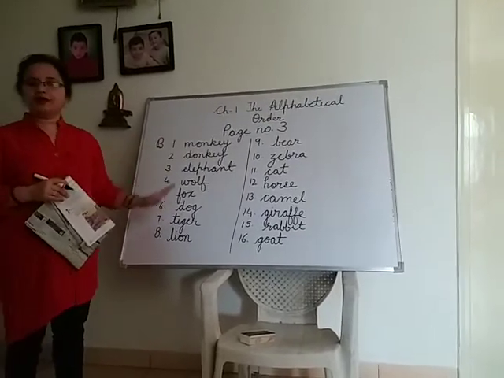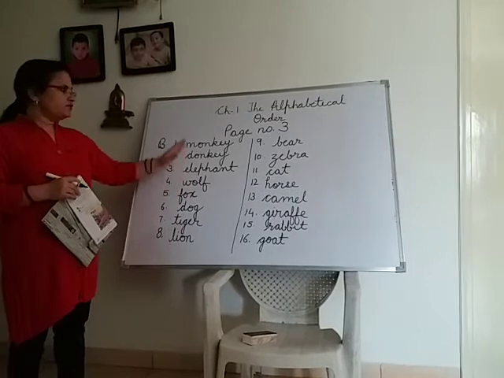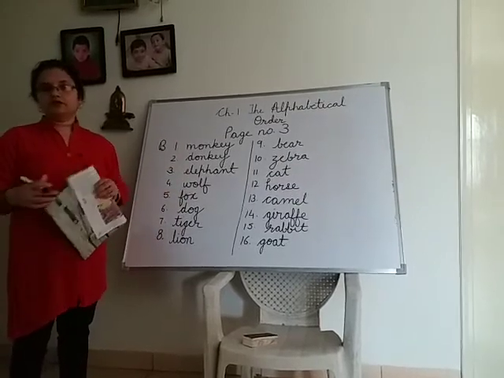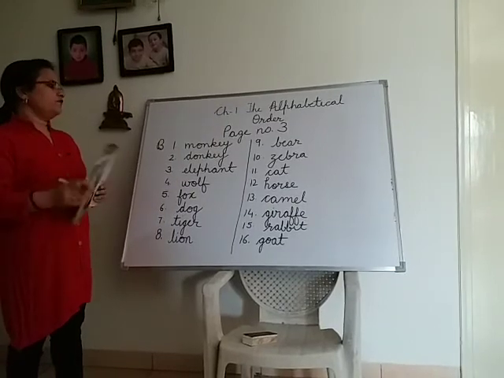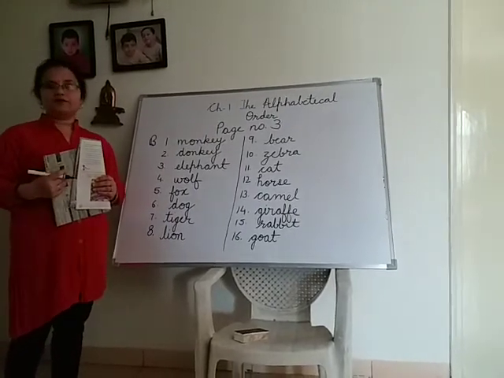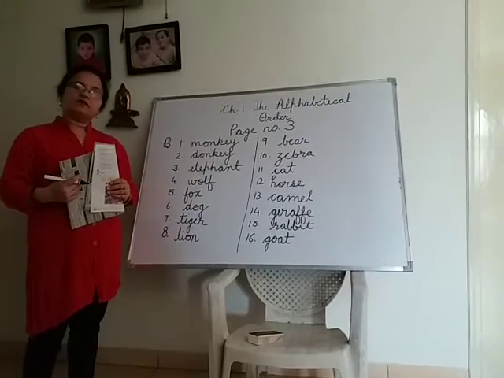First try to do it on your own. Words which you can do on your own, try to do. The words which you are unable to do, you can see from the board. And for writing this clearly, you can pause the video so that every word will be visible to you.